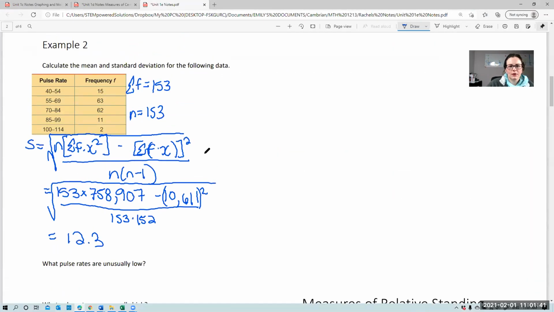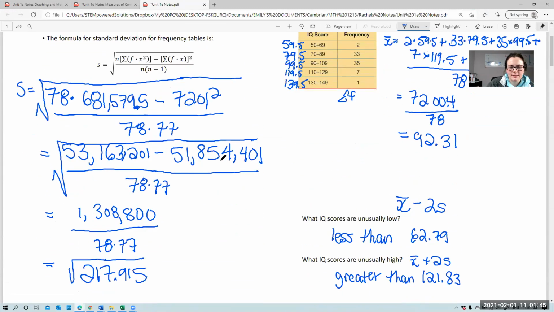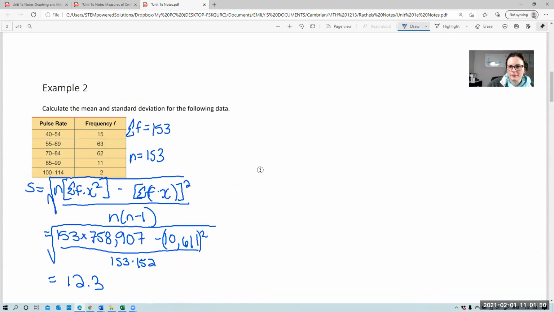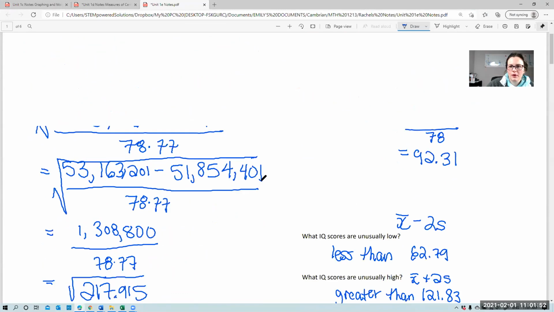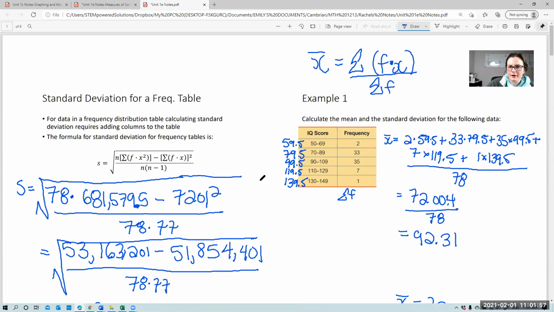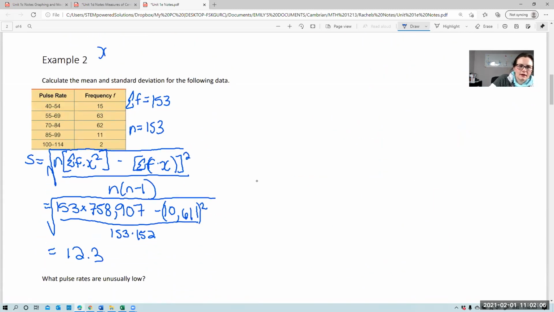We also need to figure out what the mean is of this table. The mean of this table is found using x bar equal to the sum of the frequencies times x, divided by the sum of the frequencies. So x bar is equal to the sum of f times x divided by the sum of f.